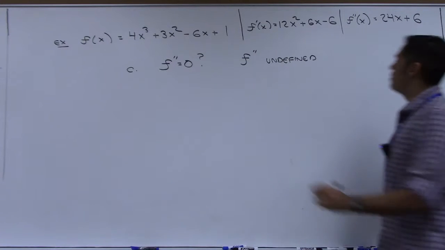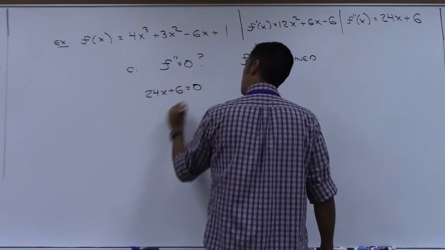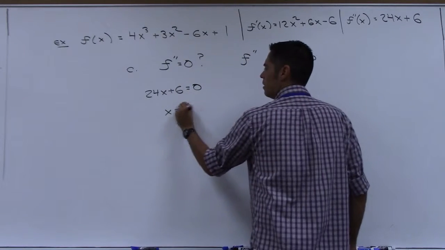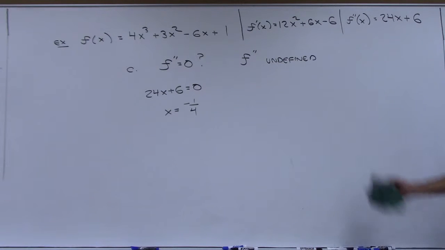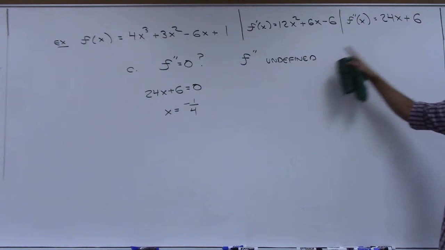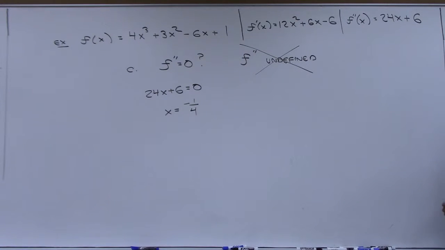Is the second derivative 0? X is negative 1/4, right? Negative 1/4. Is the second derivative ever undefined? No. So I only have one solution here.